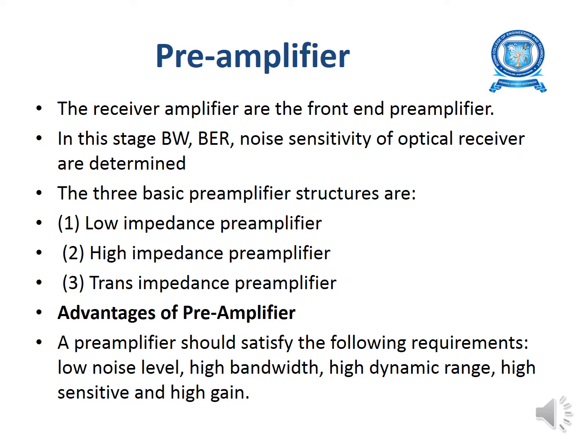In a digital receiver, preamplifiers are the front-end unit. The sensitivity and the bandwidth of receivers are dominated by the noise sources at the preamplifier stage. So the bandwidth, bit error rate and noise sensitivity of optical receivers are determined with the help of the preamplifier front-end unit.